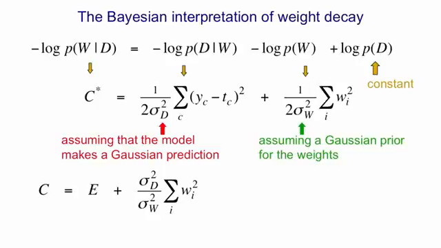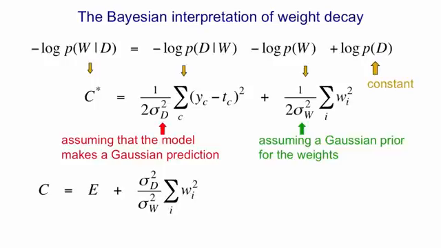So now let's take that equation and multiply through by 2 sigma squared D. So we get a new cost function, and the first term, when we multiply through, turns into simply the sum over all the training cases of the squared difference between the output of the net and the target. That's the squared error that we typically minimize in a neural net. The second term now becomes the ratio of two variances times the sum of the squares of the weights. And so what you see is the ratio of those two variances is exactly the weight penalty.